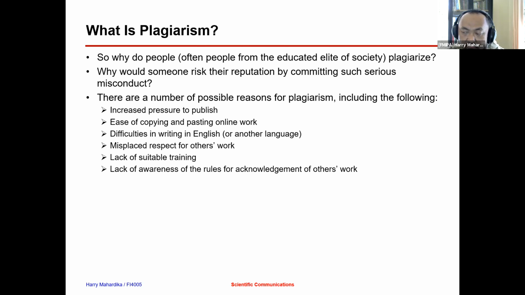Okay, so the misplaced respect of others' work usually happens when access to a certain publication is limited. But nowadays this limitation is lifted, because we are in the 21st century, where everything is available online. So we can check whether our writings have similarities with others if we have the proper tools. And then the last two are lack of suitable training, and lack of awareness of the rules for acknowledgement of other works.